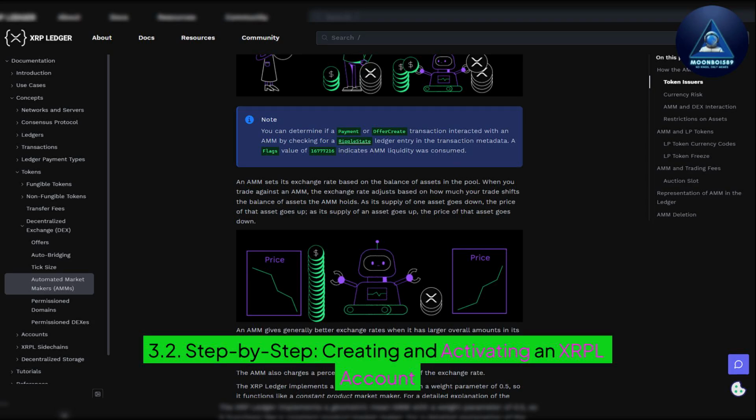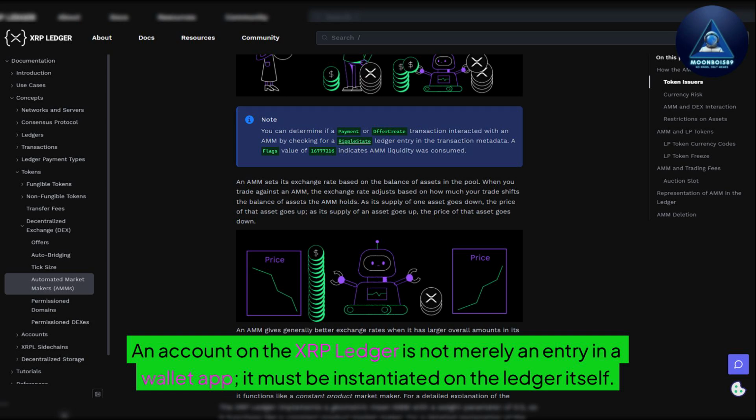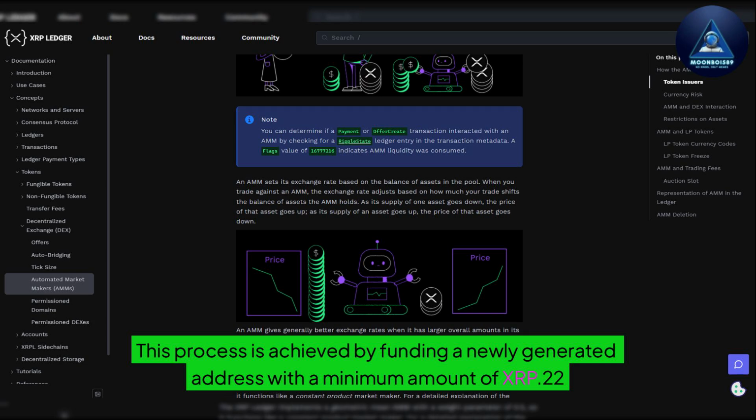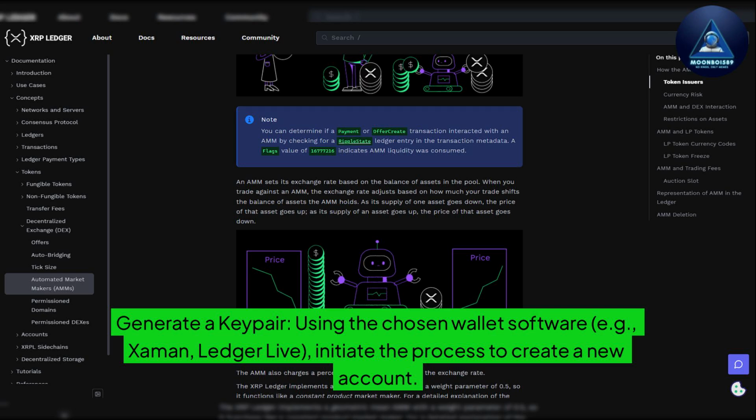3.2. Step-by-step, creating and activating an XRPL account. An account on the XRP Ledger is not merely an entry in a wallet app. It must be instantiated on the ledger itself. This process is achieved by funding a newly generated address with a minimum amount of XRP. Step 1: generate a key pair.